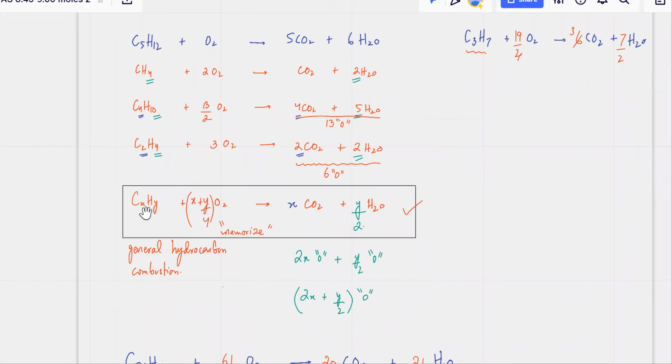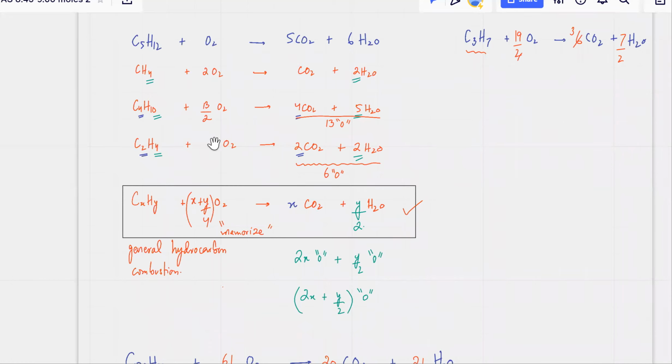I don't know how many x and y are. I don't know if it's C3H8 or C4H10 or whatever, C20H40. We don't know what x and y are. So we made this general equation. By using the ratios of the water molecules, the carbon dioxide and the oxygen molecules, we can figure out the values of x and y. That's what we're trying to do.